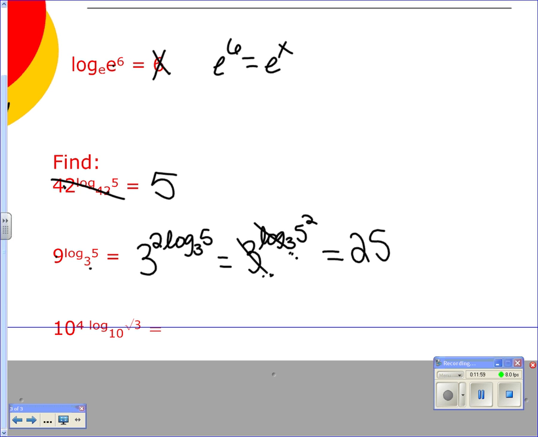So what do we have to do first on this problem? We have to do what? Yeah, move this 4 and put it where? The exponent of the square root of 3. Now do the 10 and the log base 10 cancel? And what is the square root of 3 to the 4th? 3 to the 4th is 81. So the square root of 81 is 9. Any questions there? Okay, the last one.